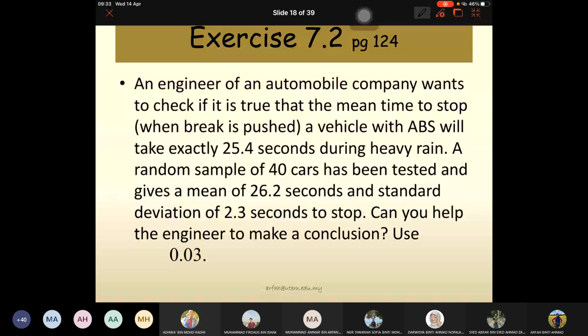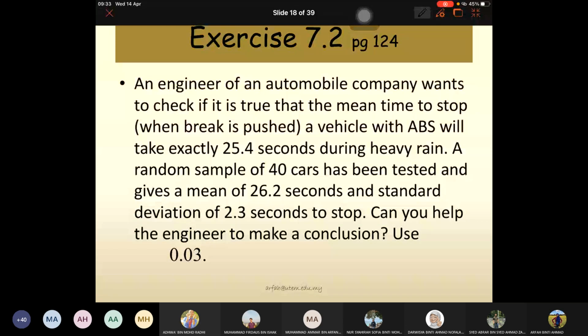Use alpha equal to 0.03. So macam case tadi lah, dia nak tengok satu company yang buat kereta, berapa masa yang dia ambil untuk stop kereta bila brake ditekan pada waktu hujan turun. Okay. So kereta tu ambil masa 25.4 second. Lambat juga ni. Okay. So daripada sini random sample of 40 cars dia test and then dia dapat 26.2 is the mean dan standard deviation is 2.3.